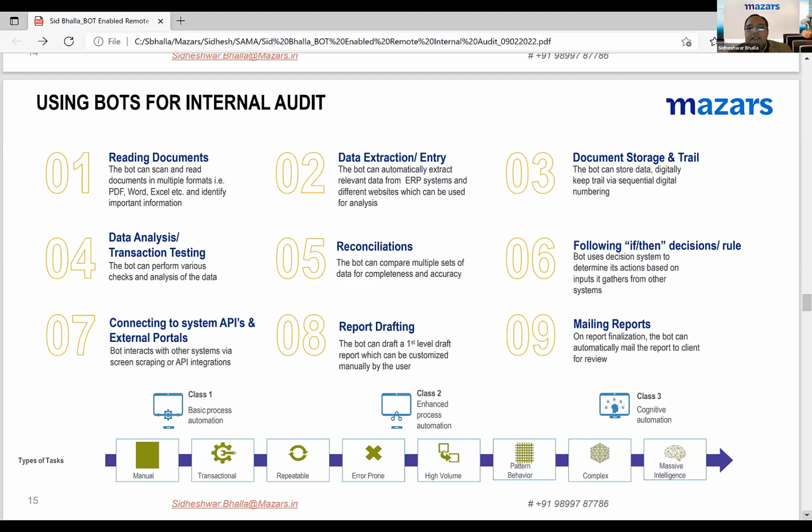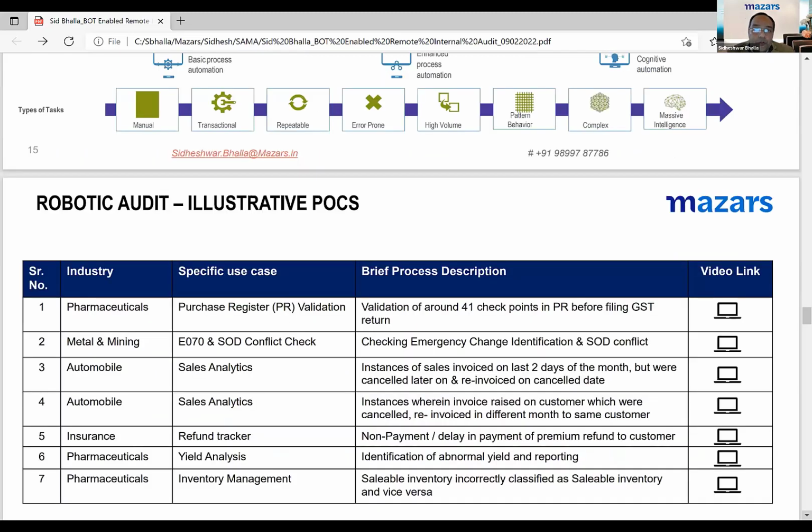I'll just show one, which is the second one, checking emergency change identification, SOD conflict. Normally, there is a change because of some emergency that has been done, and later does it lead to some sort of segregation of duties conflict? If it does, how can the bot actually help recognize all those things, come up with those exceptions, and make it more real time? This is something which has been a big ask by many organizations.